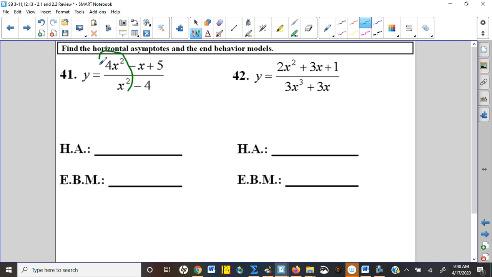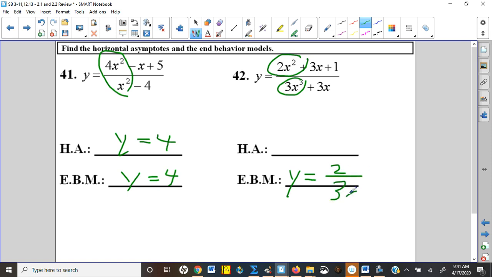It's a tie again. So the end behavior model is going to be 4 once the x squareds cancel. And the horizontal asymptote is also going to be at 4, isn't it? And then finally, here we have the bottom is more powerful than the top. And so the end behavior model would be 2 over 3x after the x squared over x cubed cancel, right?